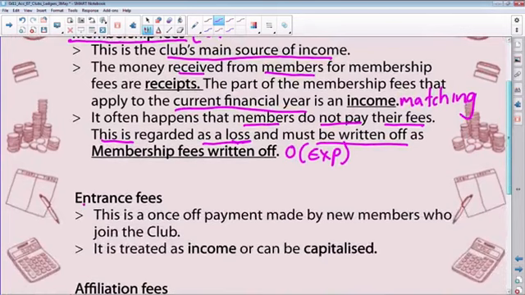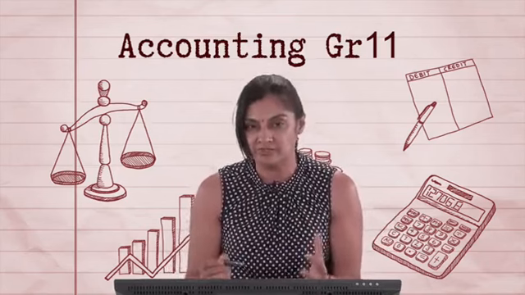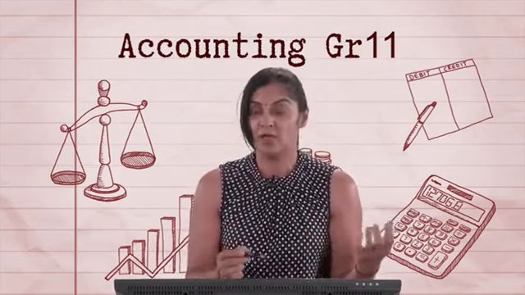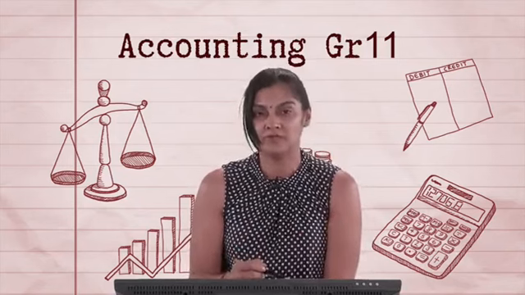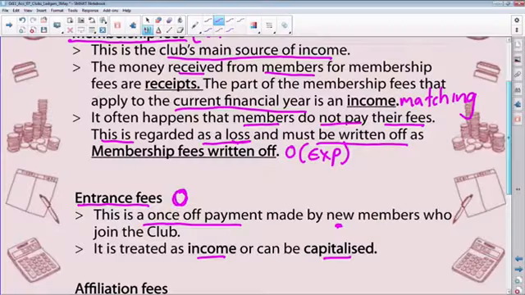Entrance fees. The word entrance fees is obviously applied to new members. New members that want to join the club will end up paying entrance fees. So this is a once-off payment made by new members who join the club. It is treated as an income or can be capitalized. We're not going to come across capitalization of entrance fees in this lesson, but hopefully if we do a revision lesson later on during the term, we will look at this concept. But for now, entrance fees, owner's equity, and we will regard this as an income for the club. Right, let's move on.